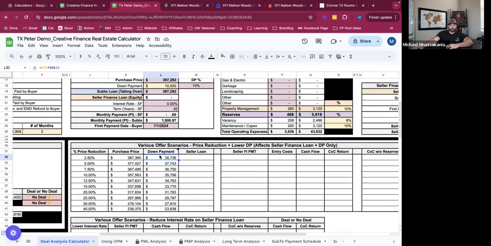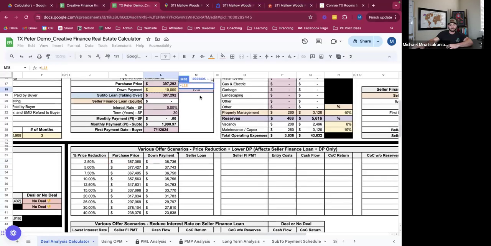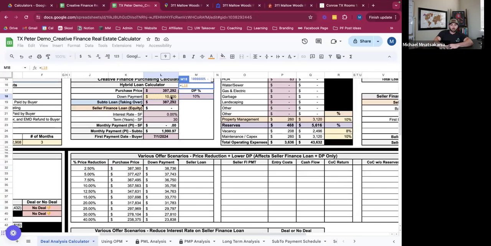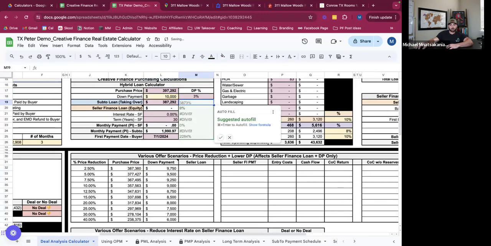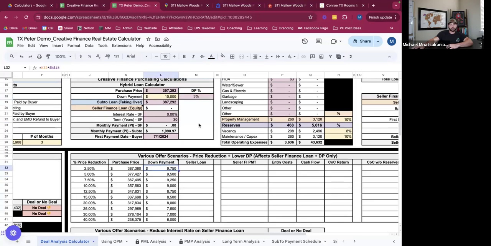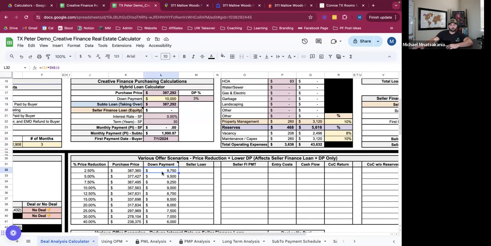So let's say our, what is this? Oh, because this is still a percentage. So we need to take that. It's based off this 10%. So we need this $10,000, divide the 10,000 by the purchase price to get the actual percentage. There you go. So 3-ish%. So now it's going to reduce from that down payment to get you 40% reduction in price, and what the associated down payment reduction would be.